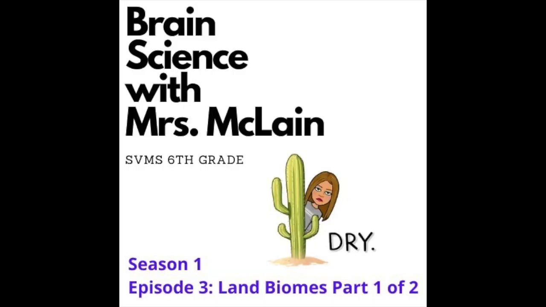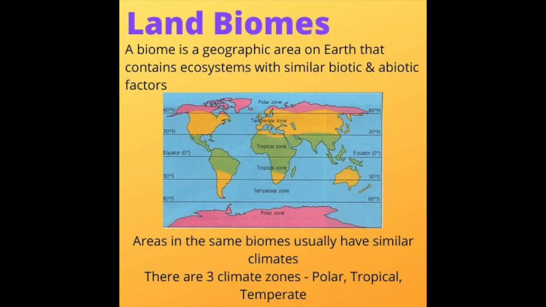We are ready for Brain Science with Mrs. McLean, Season 1, Episode 3, Land Biomes, Part 1 of 2. In today's lesson, we're going to be talking about land biomes, and a biome is a geographical area on Earth that contains ecosystems with similar biotic and abiotic factors. Just keep in mind that biotic means the living things, and abiotic means non-living things.